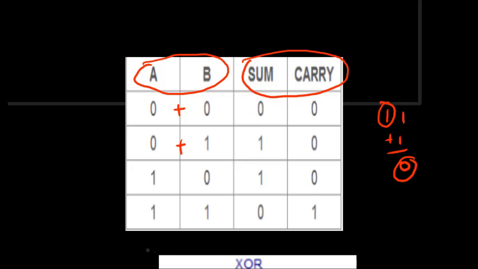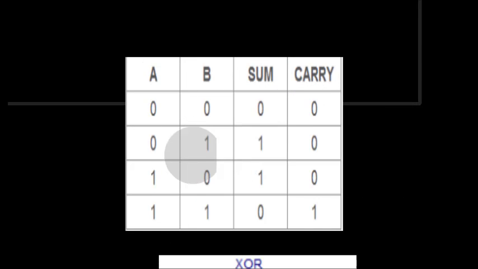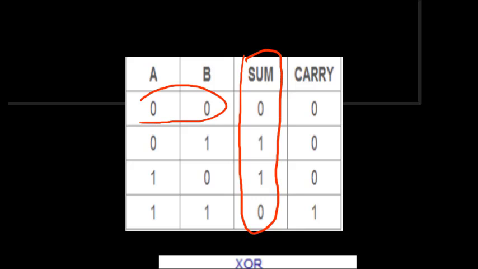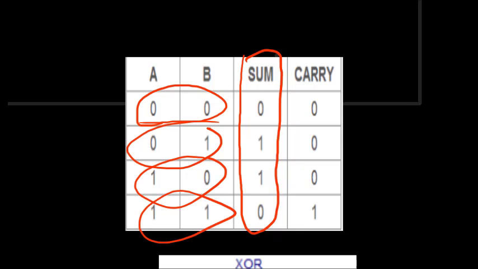So now we need to design a circuit for this. Let us first see only sum. For the sum part, what we see is that when the two inputs are 0 0, we have 0. For 0 1 we have 1. For 1 0 we have 1, and for 1 1 we have 0. So do we have any logic gate which follows this particular sum operation? We see it is the XOR gate. For XOR gate, 0 0 is 0, 0 1 is 1, 1 0 is 1, and 1 1 is 0.